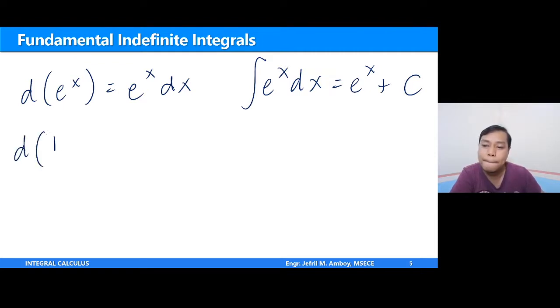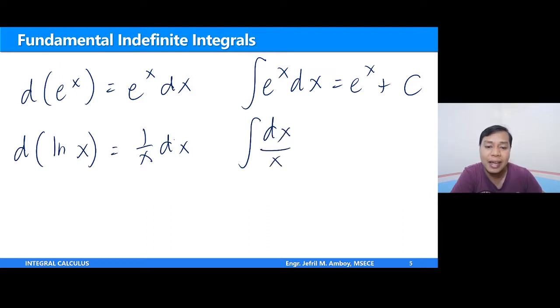d of ln x, the natural logarithm of x. Now, what is the derivative of ln x? Di ba, 1 over x? So, as a differential, that will be 1 over x dx. Now, if we integrate this function, then we should get this, because integration is the reverse process of differentiation. So that's dx over x equals ln of x plus c.